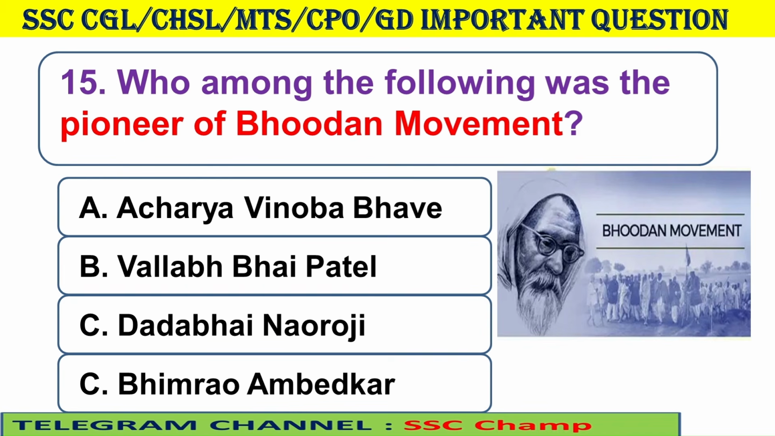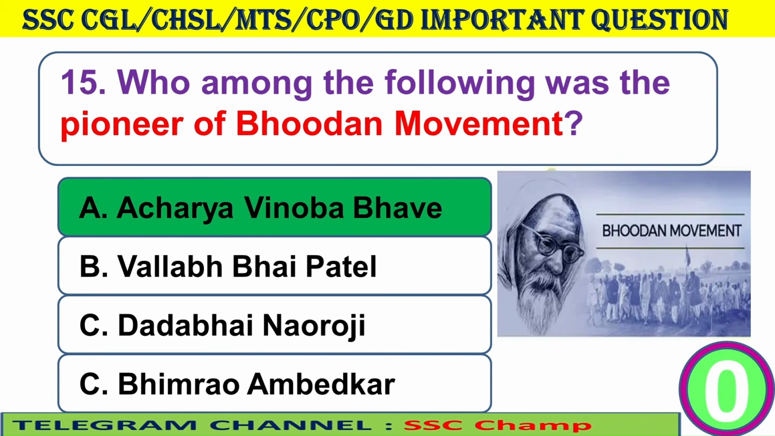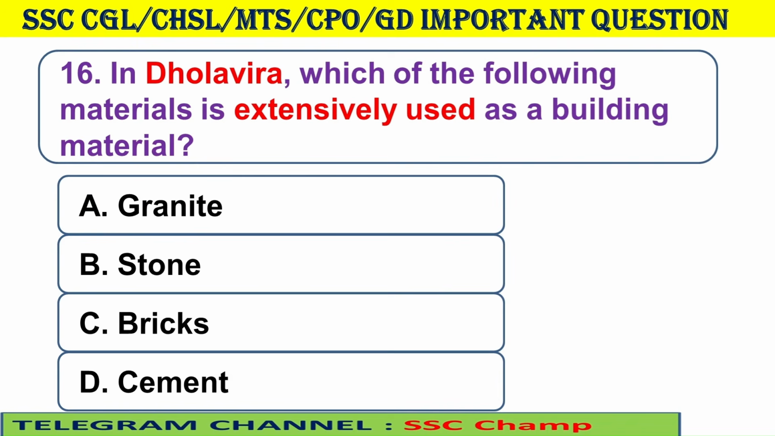Option A, Acharya Vinoba Bhave. Option B, Vallabhbhai Patel. Option C, Dadabhai Naoroji. Option D, Bhimrao Ambedkar. Correct answer, Acharya Vinoba Bhave. In Dholavira, which of the following materials is extensively used as a building material?